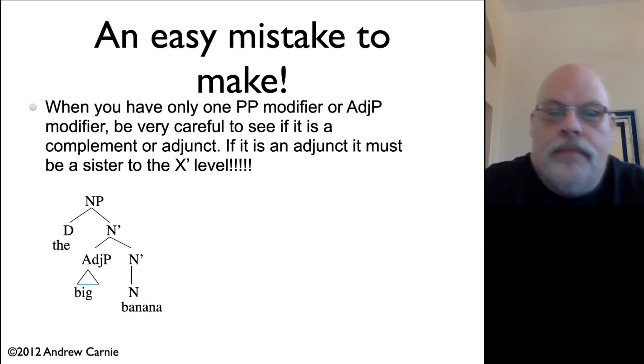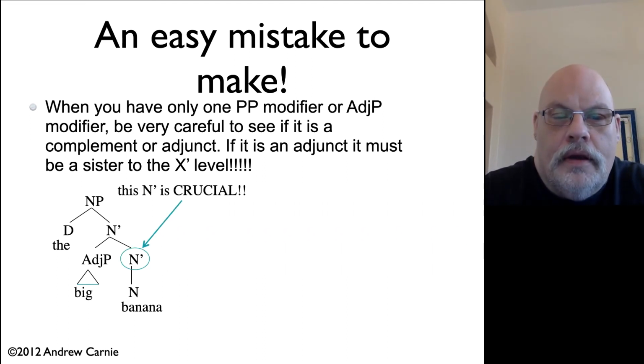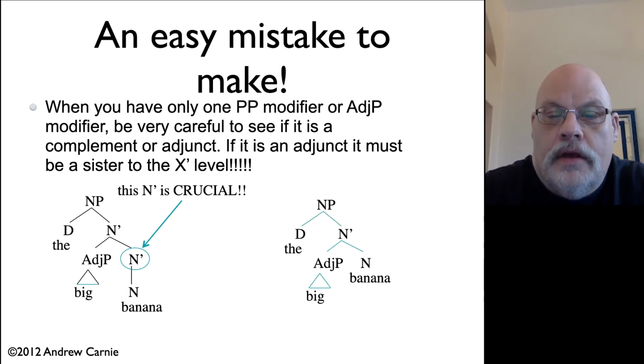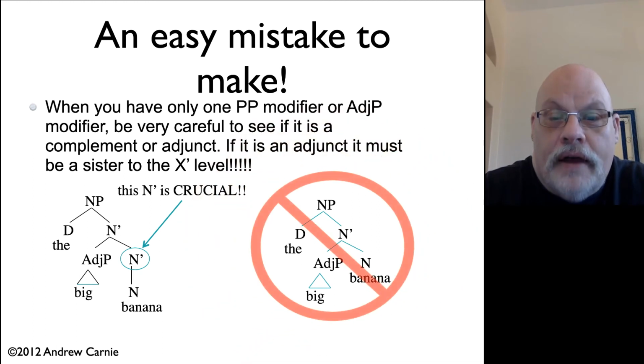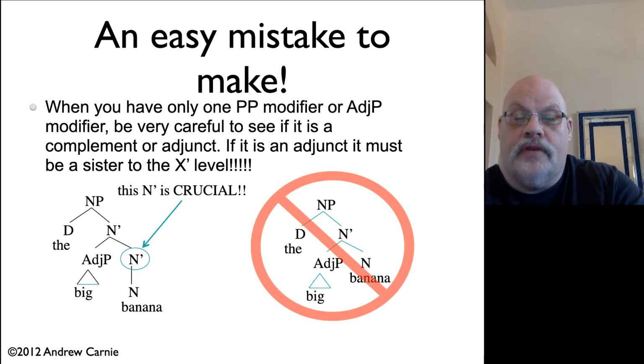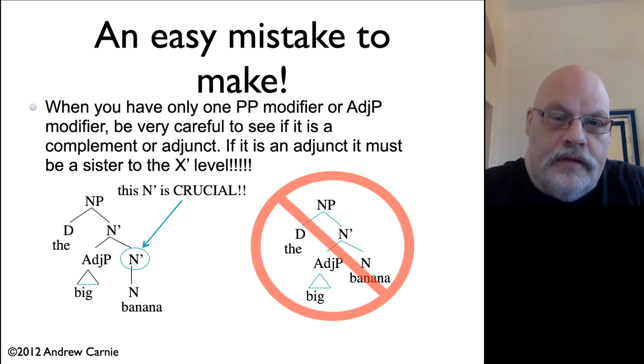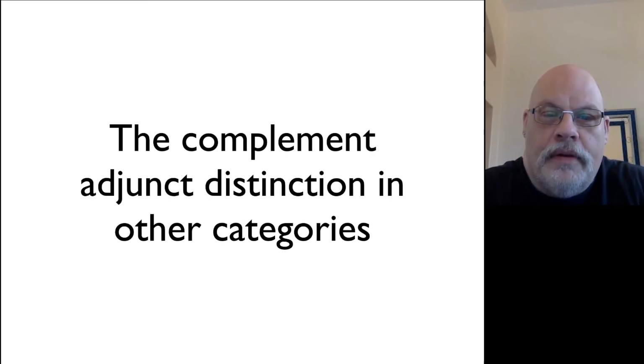That means that they have to be both daughter to a bar and sister to a bar. But it's so tempting to leave off that extra N bar because of the trees we've been drawing up to this point using phrase structure rules, which didn't have this. If you drew a tree like the tree on the right-hand side here, then what you've done is made the adjective phrase a complement. This is not correct. All the empirical evidence shows that it's an adjunct, which means it has to be a daughter of a bar and a sister to a bar. In my years of teaching syntax, this is probably the most common mistake that people make: they leave off that extra bar when they have an adjunct where there isn't a complement.